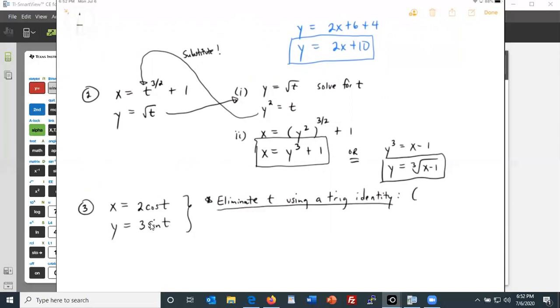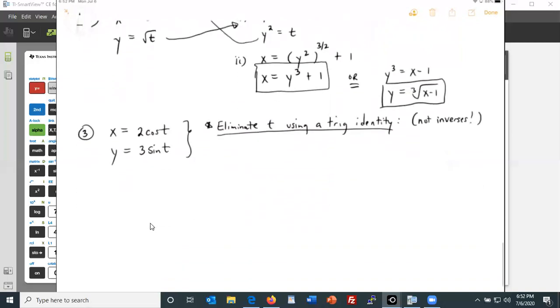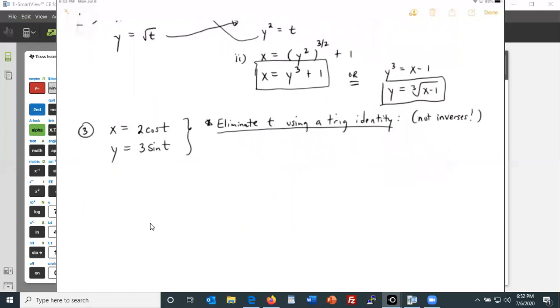Put in parentheses, not inverses. That's the wrong way to do it. So no inverses for these. Now, which trig identity are we going to use? Can you think of one that includes both sine and cosine? How about the famous cosine squared of t plus sine squared of t equals 1?